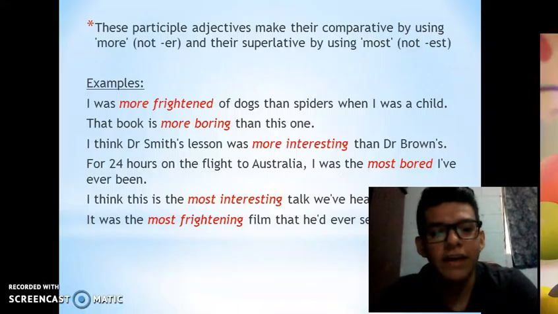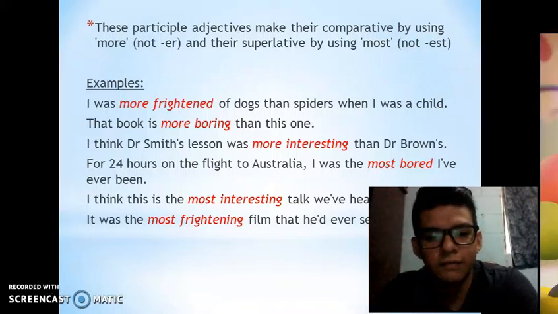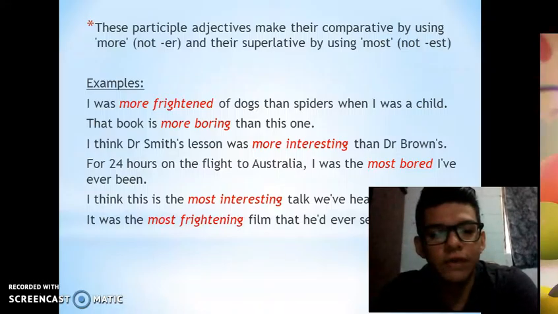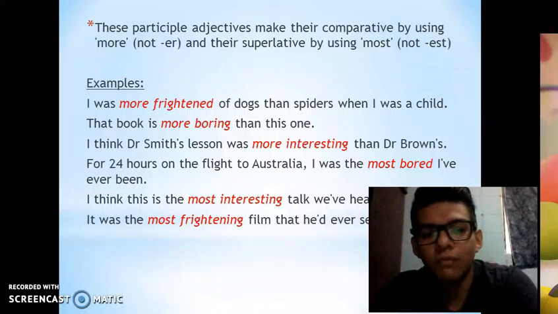So this one, and we have some examples. I was more frightened of dogs than spiders when I was a child. That book is more boring than this one. I think Dr. Smith's lesson was more interesting than Dr. Brown's. For 24 hours on the flight to Australia, I was the most bored I've ever been. I think this is the most interesting talk we've heard today. It was the most frightening film that he had ever seen.